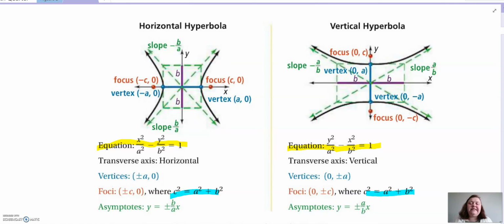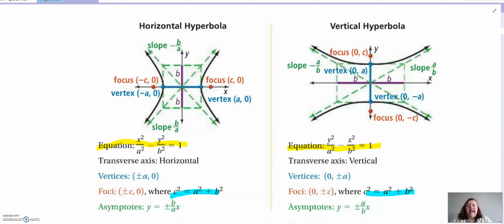Now, we did something similar with ellipses. With ellipses, it was c squared equals a squared minus b squared. This is an equation that helps us find our foci or our vertices or vice versa. It's the way to connect that original equation to the foci. And it's a plus instead of a minus this time. So it's a lot like what we did with Pythagorean theorem. It looks a lot like that Pythagorean theorem.